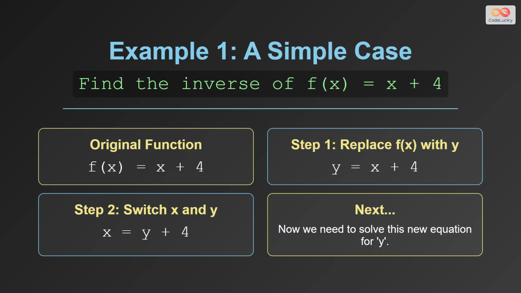Let's try our first example. We want to find the inverse of the function f of x equals x plus 4. Our first step is to rewrite this as y equals x plus 4. Now, for the key step of our method, we switch the x and y. This gives us the new equation x equals y plus 4.